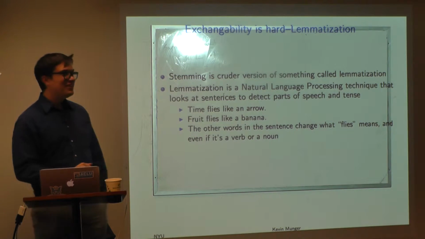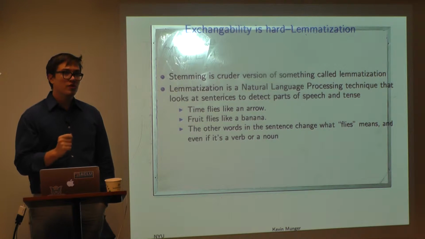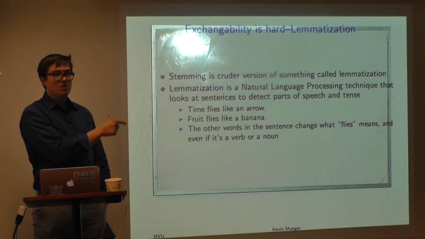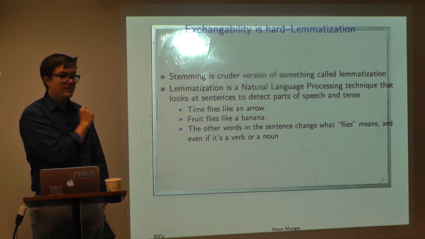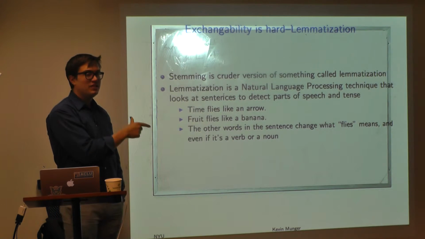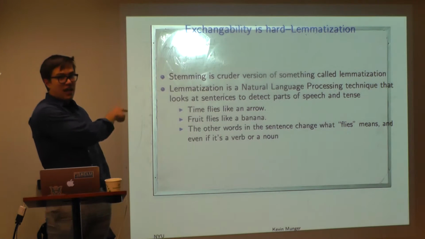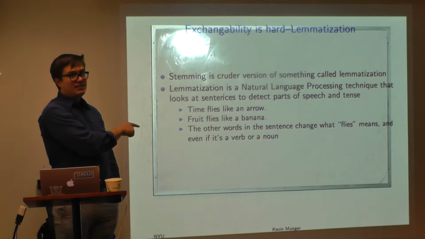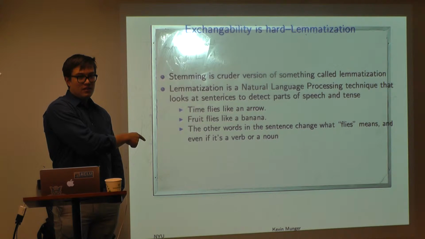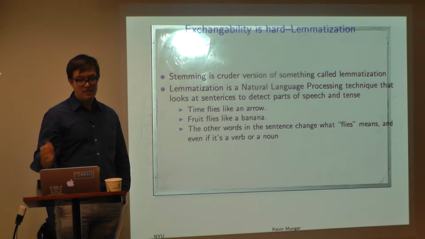So yes, fruit flies are a type of insect, and only by looking at the words that are in the same sentence as the word flies are we able to determine which word it is. And so with the bag of words assumption, where we're only looking at the words in a document, we're not going to be able to tell the difference between flies the verb and flies the insect. And this is obviously wrong. So we're learning wrong things by not lemmatizing.